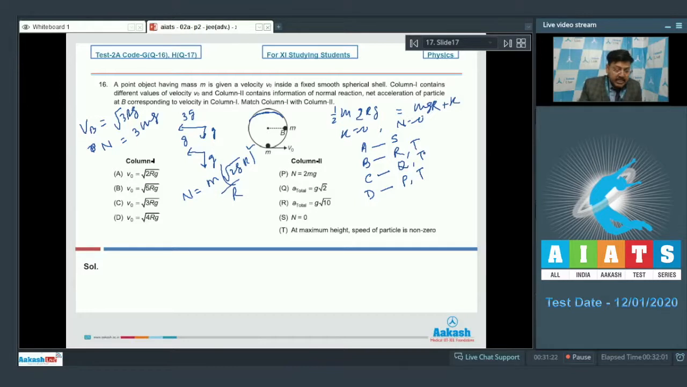So this is our matrix match for question 16. Let's go to the next question now.